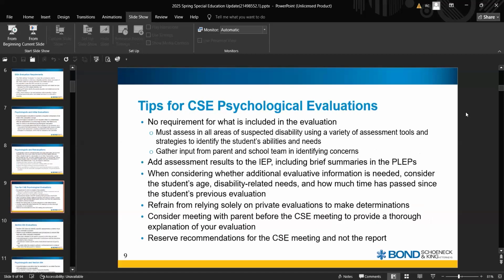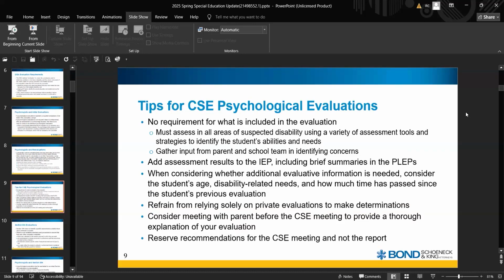So if the student is in second grade, I think it's more important to do a full reevaluation. But if the student's in ninth grade, and this kid has had 3 or 4 cognitive assessments, and we know this kid is average, we probably don't need to give him a cognitive assessment again. Maybe we are only assessing in the areas of need. The student has a learning disability, we're assessing in that area. If the student has social emotional needs, we're assessing in those areas. So we can use some clinical judgment around that.